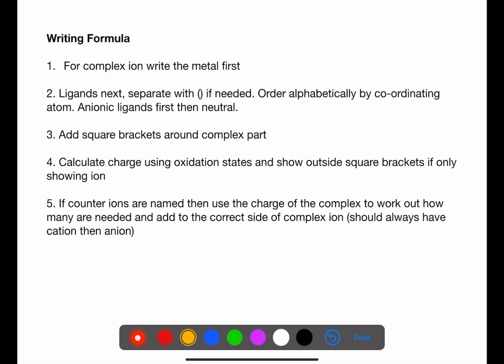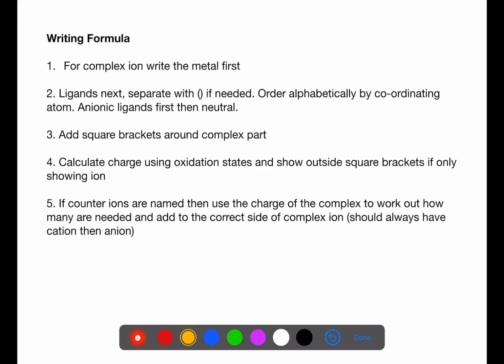When we're writing the formulae, there are some slightly different rules to follow. For the complex ion part, the metal comes first in the formula. The ligands come next, separated with brackets if needed. You order the ligands alphabetically by the coordinating atom, and negative ligands come before neutral ligands. You then add square brackets around the complex part, and then calculate the charge using the oxidation states, and show this outside the square brackets only if it's an ion.